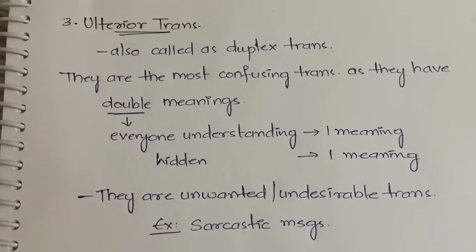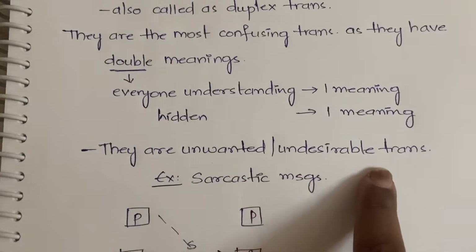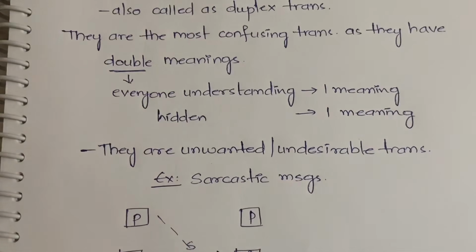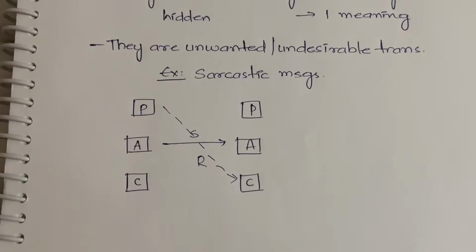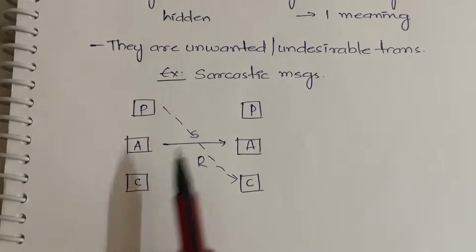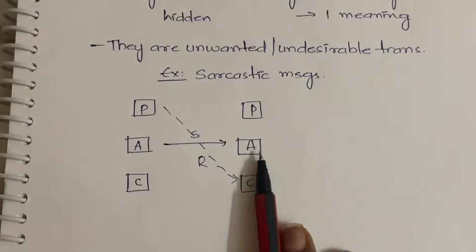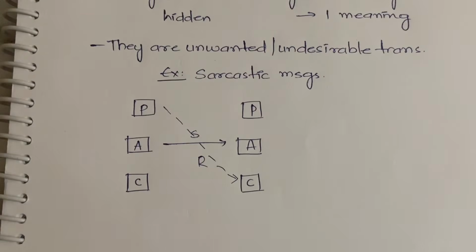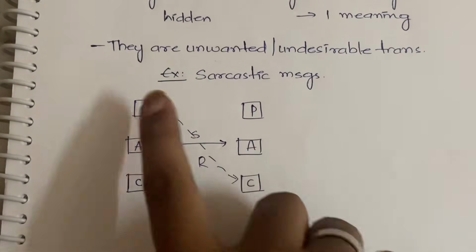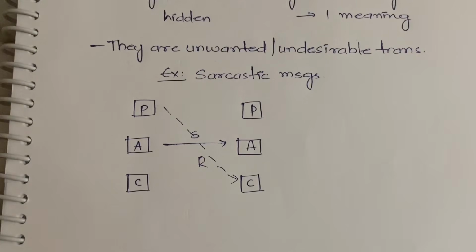Okay, they are unwanted or undesirable transactions, not only between parent and kids. If it is between parent and kids, that's okay, but if it is between somebody else outside, then it is going to be definitely a bad thing, right? So they are always unwanted and undesirable transactions. For example, sarcastic messages or sarcastic statements or whatever it is. Okay, and the conversation will be like this. Got it? So parent, adult, child and parent, adult, child, stimulus and response. Okay, so this is about ulterior: one message and the other message, two messages in a single statement. That is what ulterior means, double meaning, simple.